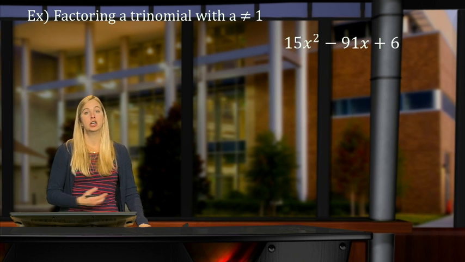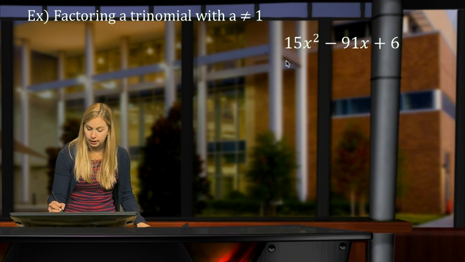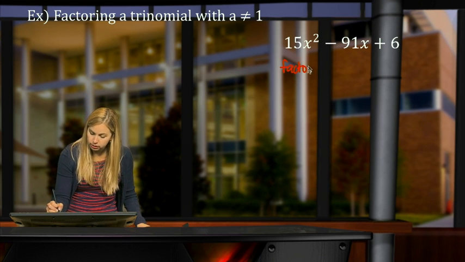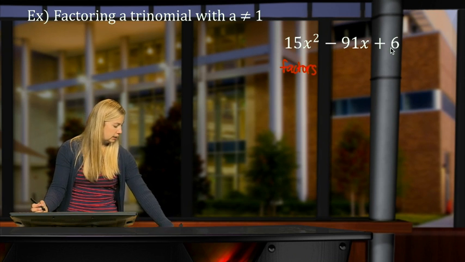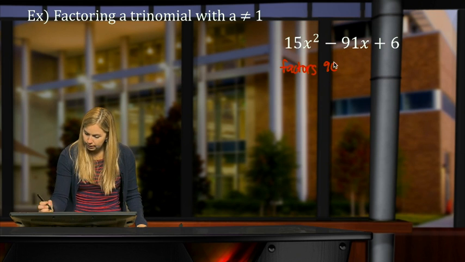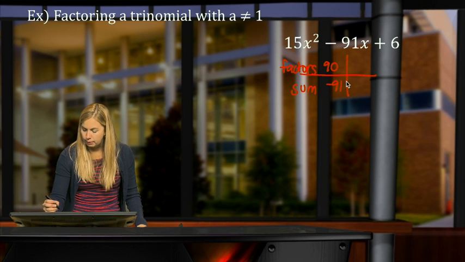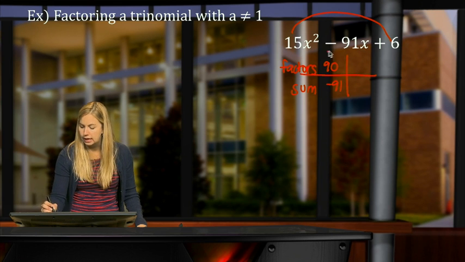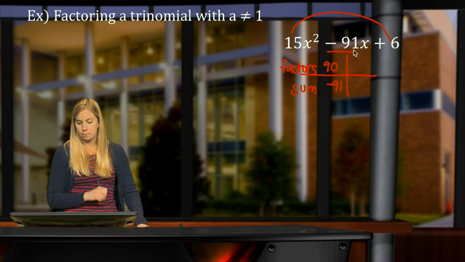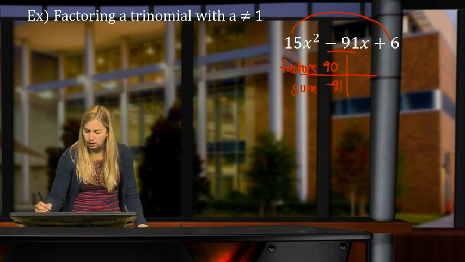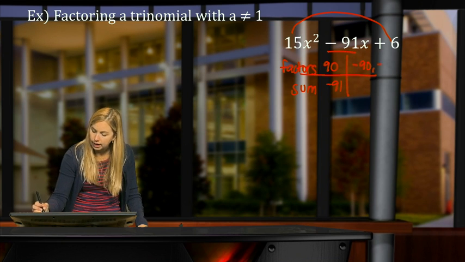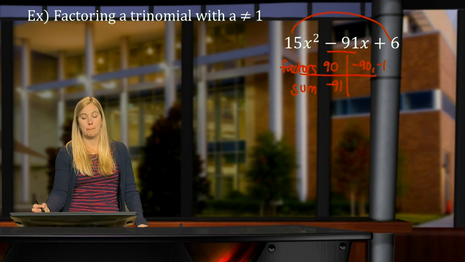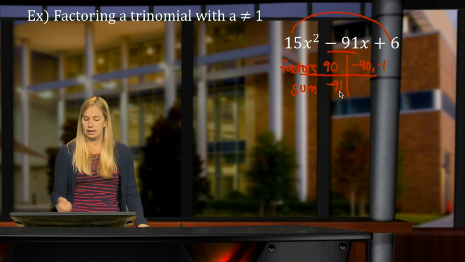So when we start factoring, we're going to go ahead and jump straight to the AC method. So we need factors of 15 times 6. 15 times 6 is 90. That sum to negative 91. Again, we wanted factors of these two values that sum to negative 91. Factors of 90 that sum to 91, negative 90 and negative 1. Multiplying two negatives gives me a positive. Negative 90 plus negative 1 is negative 91.